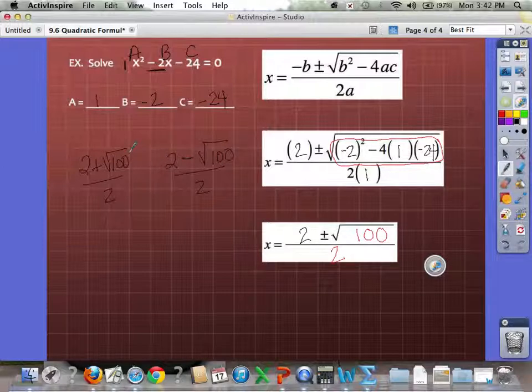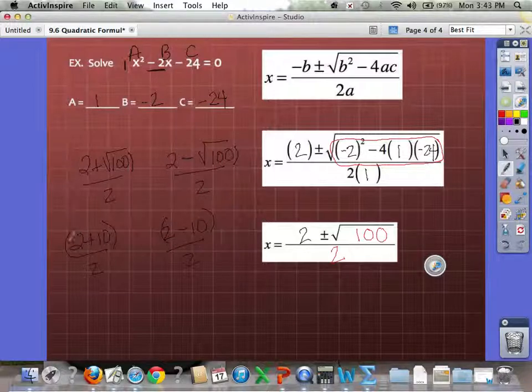Now, remember when you're working with square roots, you need to close off the parentheses for the radical. Now, most of you will say, well, I know what the square root of 100 is. That's 10. So you would write 2 plus 10 divided by 2, and then 2 minus 10 divided by 2. Now, you must do all this in the numerator. Hit enter before you divide. Otherwise, it's going to do order of operations and give you a wrong answer.